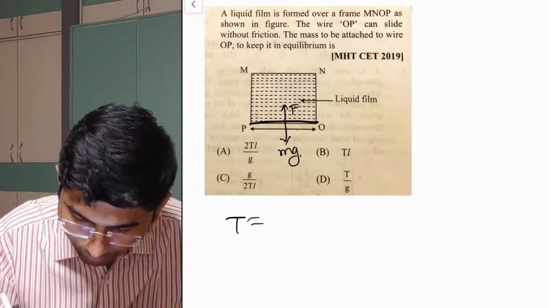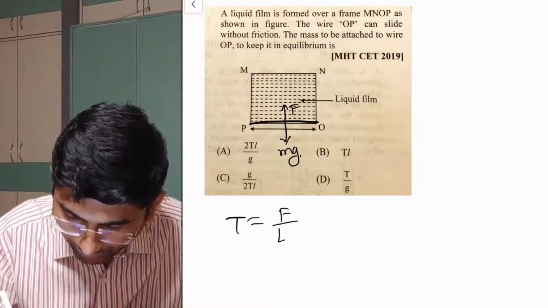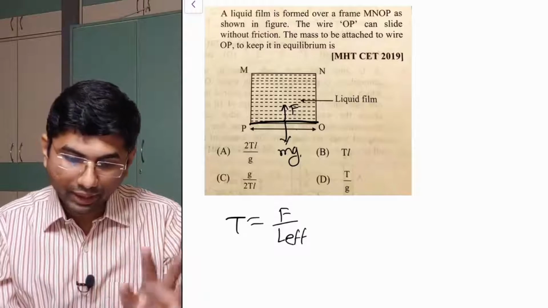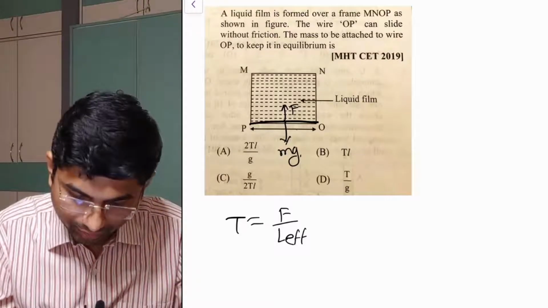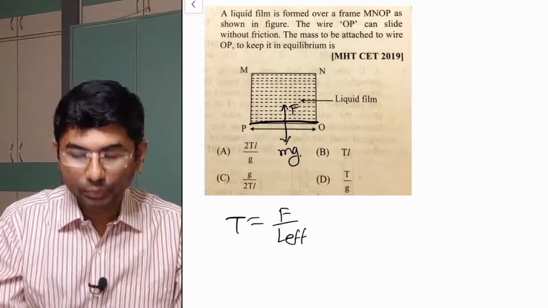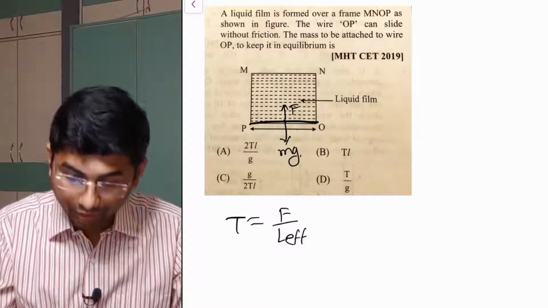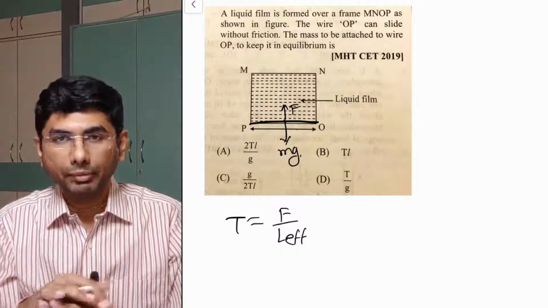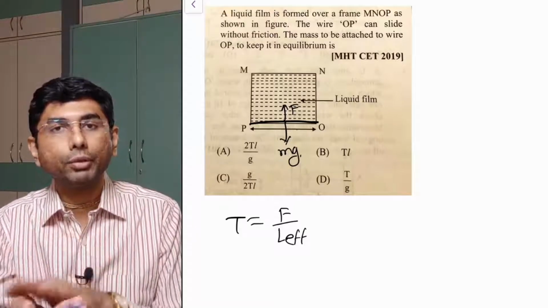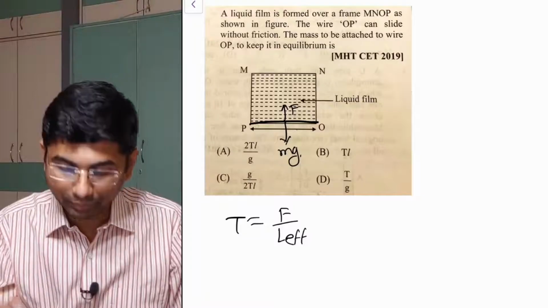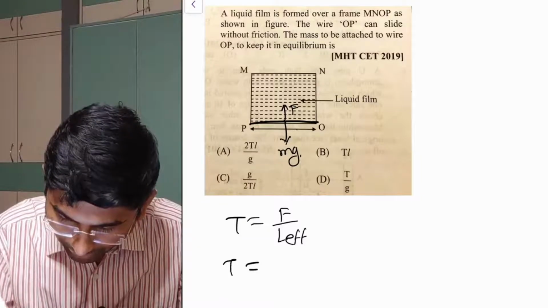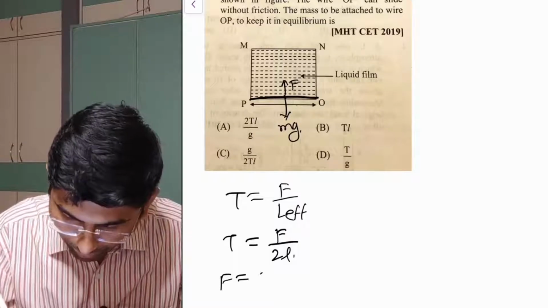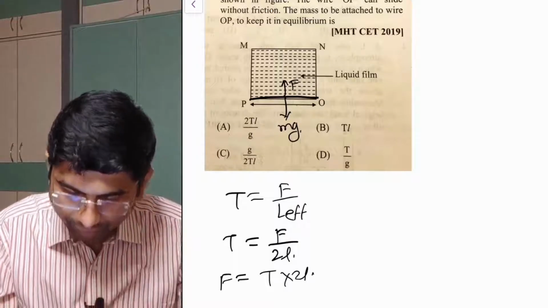Now what is tension? Tension is equal to force upon L effective. Now what is L effective here? The length OP is given to us, that is L. In the options we can see OP is L. And since it is a liquid film, it will have both surfaces, the above surface and the down surface. That's why the effective length will be twice L. T is equal to F upon twice L. Therefore F is equal to T into twice L. That is the value of F.